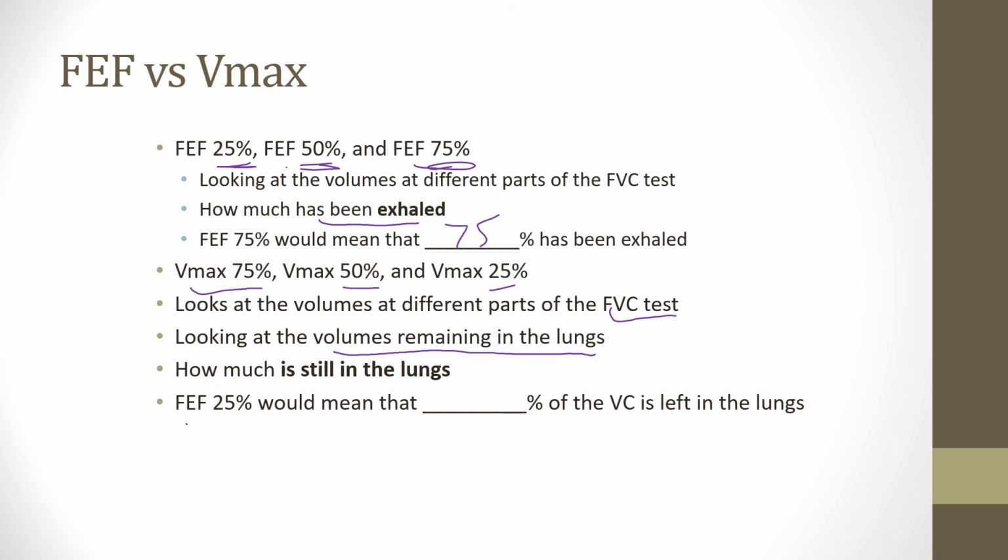So a Vmax 25% would mean that 25% is maintained in the lungs. One is looking at how much has been exhaled. The other is looking at how much is still in the lungs. So they're looking at different things. One is how much is left over, and the other is how much came out. Even though they look very similar, they're looking at different things. One is how much has come out into the machine. The other is how much is left in their lungs.